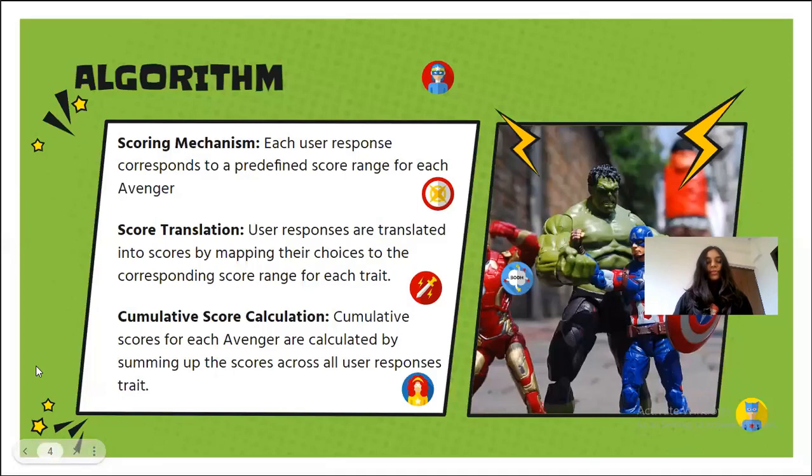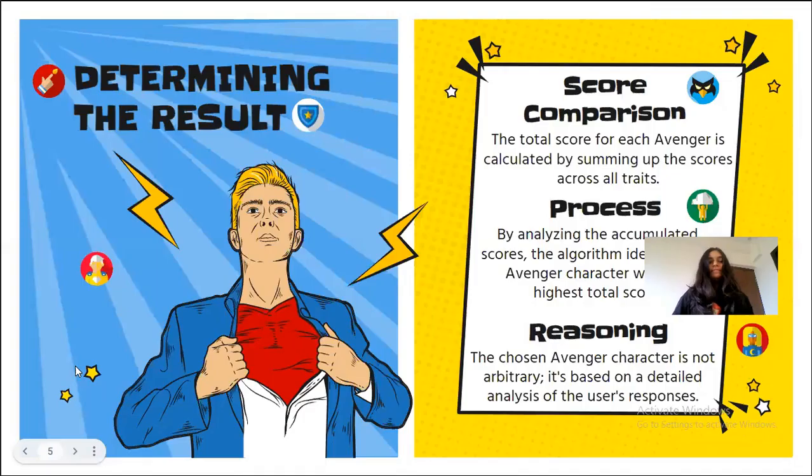The algorithm, the scoring mechanism: each user response corresponds to a predefined score range for each Avenger. The score translation: user responses are translated into scores by mapping their choices to the corresponding score range for each trait. And the cumulative score calculation: the cumulative scores for each Avenger are calculated by summing up the scores across all user responses traits.